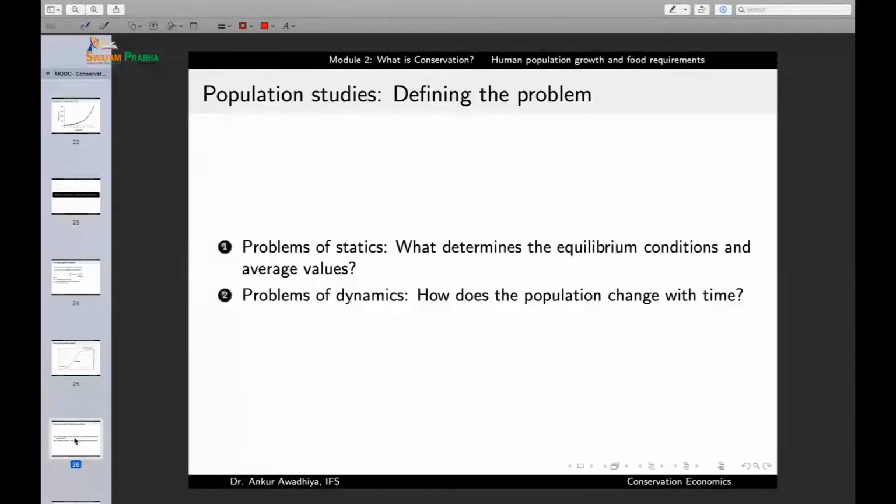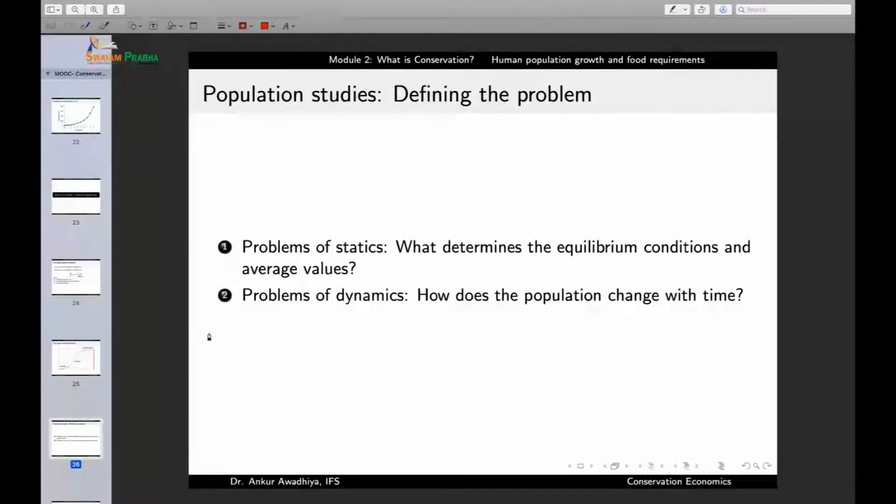So if we are discerning things out of wildlife population ecology, there are two kinds of things that we should be concerned about. One is the problem of statics. What determines the equilibrium conditions and the average values? So what determines what will be the population, what will be the growth rate of population at any point of time? So what that means is that when we talk about the human population, what we are asking is how much is the human population? What is the rate of growth at this point of time? And is there anything that we can do about it?